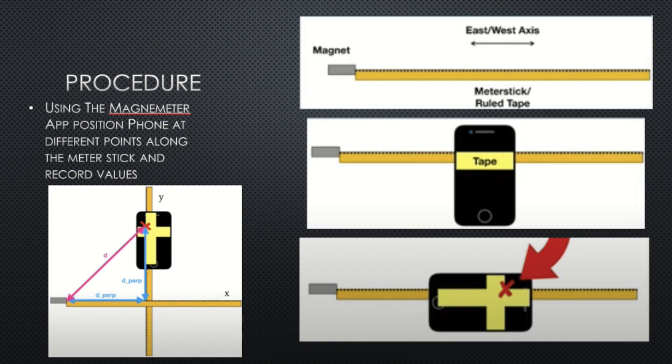In order to do this lab, we had to download the Magnetometer app. After doing that, we found magnetic north, set a meter stick perpendicular to this magnetic north, and then, using the phone and putting it in a few different positions, we were able to find some measurements that we then recorded into a provided spreadsheet. These procedures can be seen in the diagrams provided here.